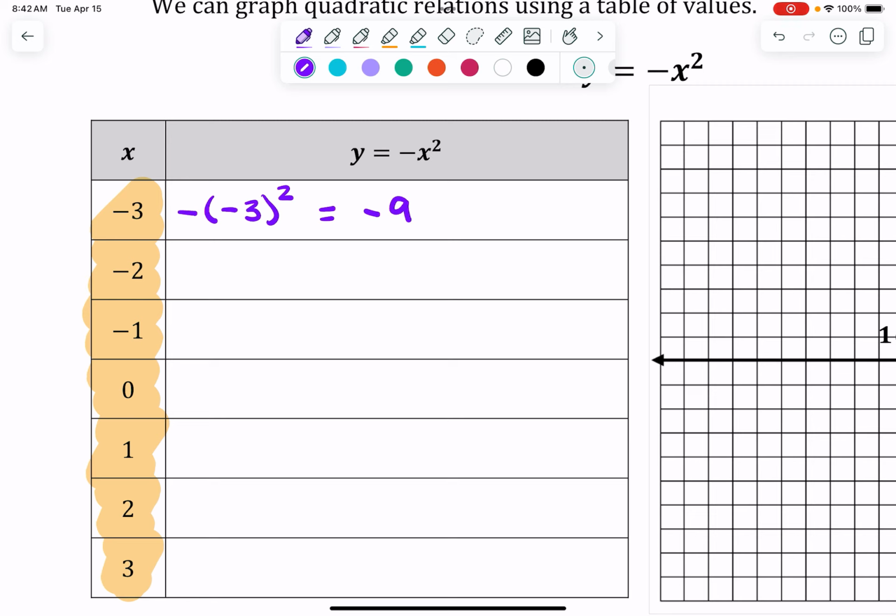And I'm going to do this for all of these moving down. So negative in brackets for x, I have negative 2 squared. And when I calculate that by hand, whatever you prefer to do, I get negative 4. Can you pause the video and complete the rest of this table? Go.